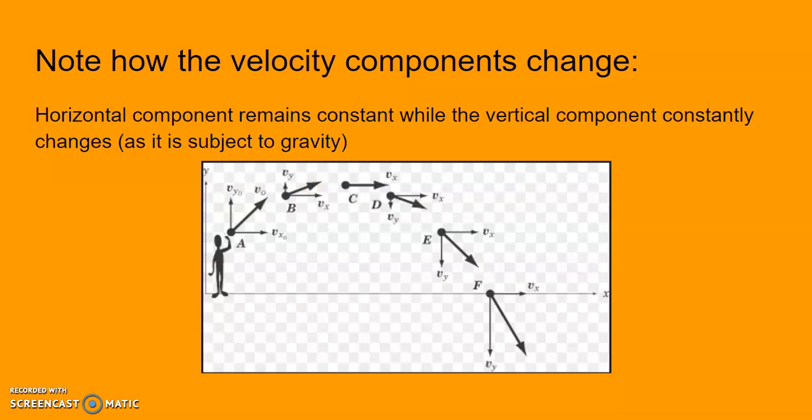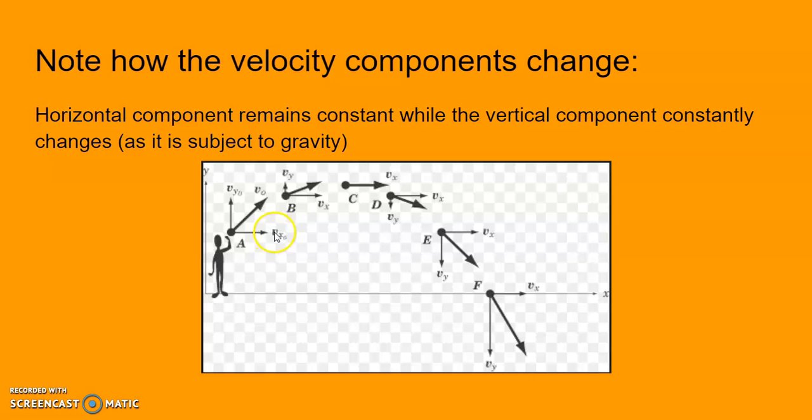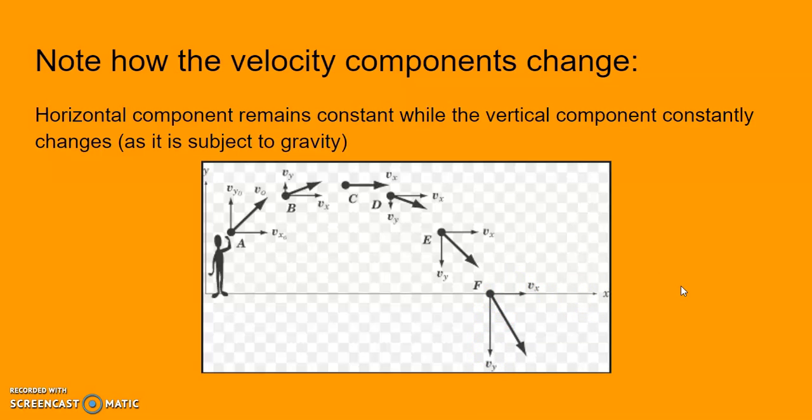Okay, so what else happens? Well, the velocity components do change. The horizontal velocity component stays the same the entire time. In the image here, it's initially x sub 0, but the horizontal component never changes. The vertical component gets smaller, to 0, and then it gets bigger in the negative direction, bigger still here. But the horizontal component never changes. The vertical component changes because it is subject to gravity.